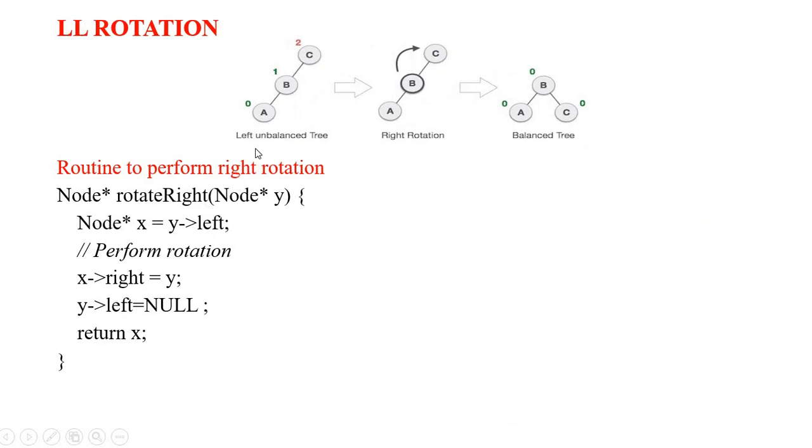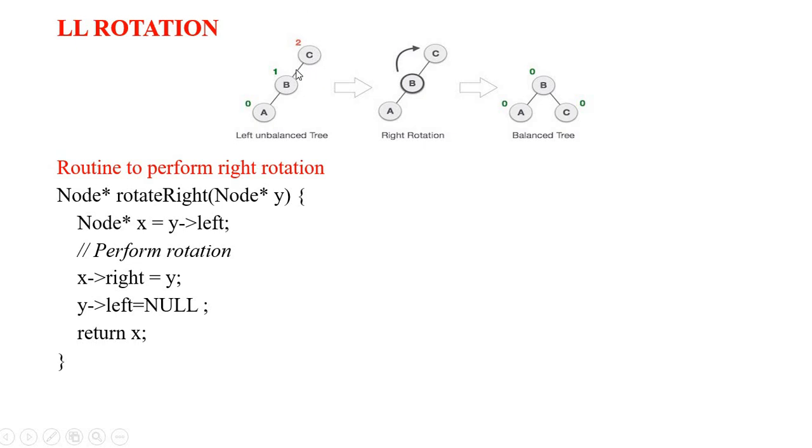Now look at the LL rotation. LL rotation means all the nodes are inserted facing towards the left. Since all the nodes are facing towards the left, the tree has become imbalanced. Now how to perform the rotation: obviously node star Y. So what does it mean? The name of this node is Y, which means Y is a pointer variable which was pointing towards this address. Suppose the memory location is 100, then Y holds 100.